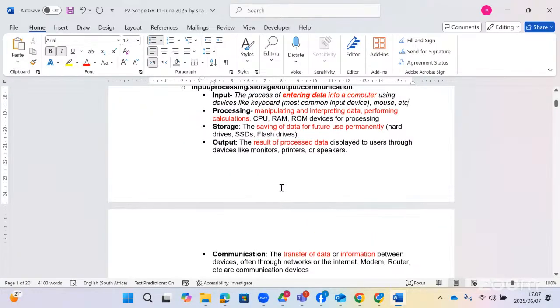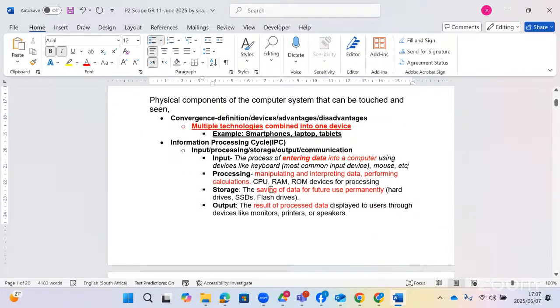We have the input stage. That is where data is captured into the computer using devices like the keyboard. Remember, keyboard is the most common input device. Mouse is also the most common pointing device. So take note, the most common input device is keyboard, but the most common pointing device is mouse.